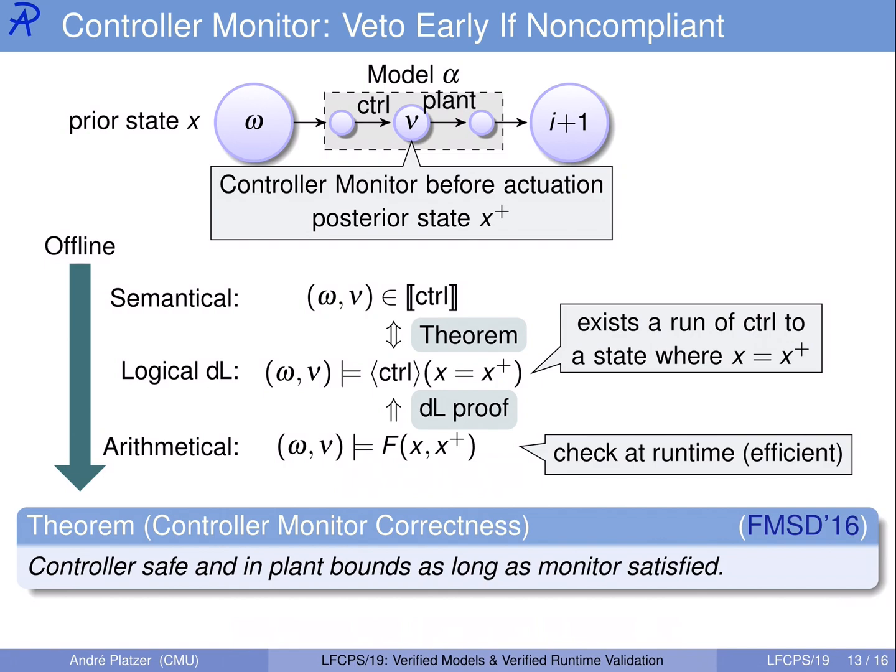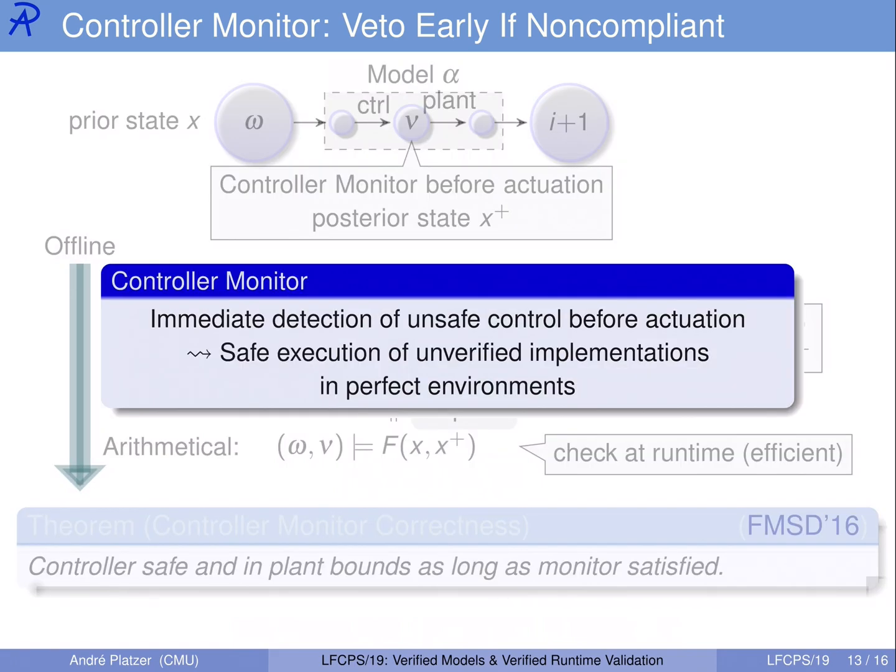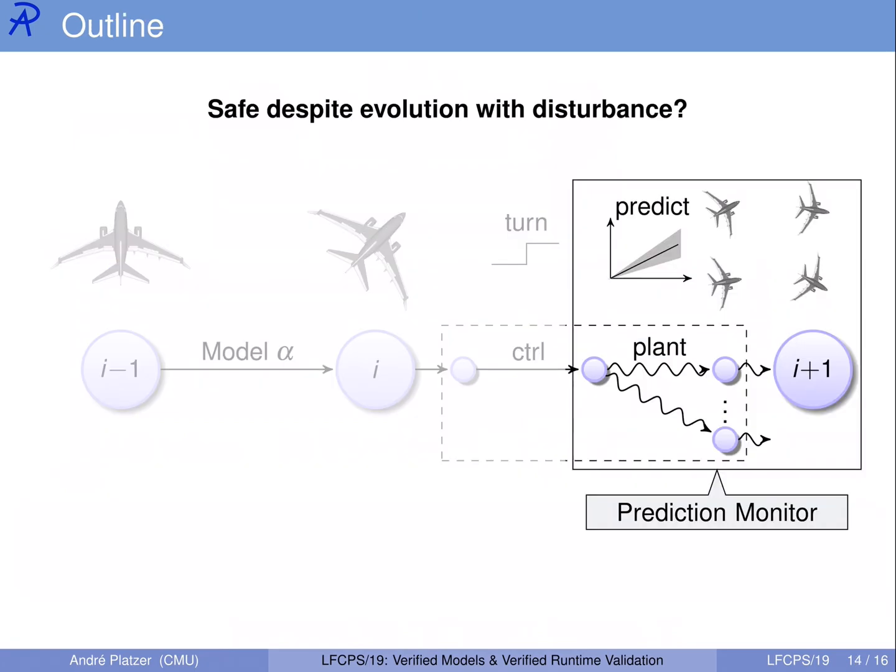which enables us to walk away with the theorem that the controller is safe, and with a little bit more care even in plant bounds, as long as the monitor is satisfied and you can intervene and overwrite the decision right away. This leads to an immediate detection of unsafe control behavior before you actuate it, and so you have perfectly safe execution of unverified implementations, even in perfect environments.